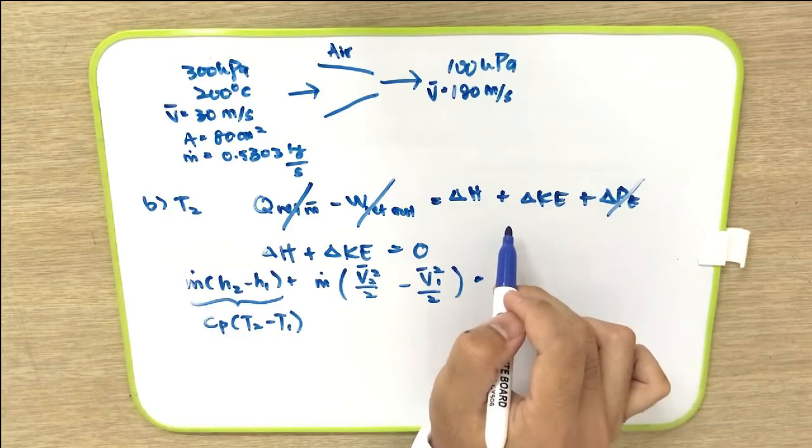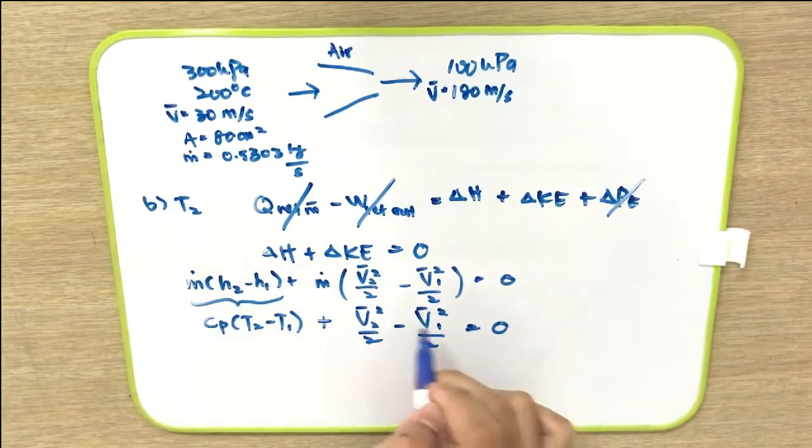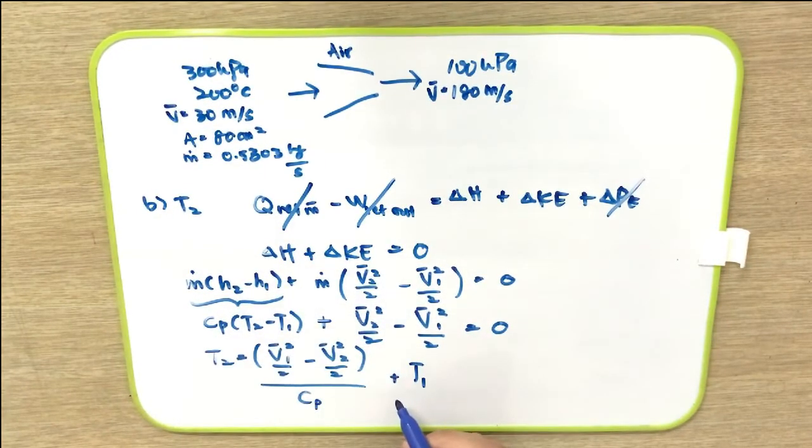Now we can relate this first law of thermodynamics equation for open system with temperature. Then we rearrange this equation in order to get the T2. It will become like this. So we have all the values for V1, V2, T1 and Cp. We will get Cp as 1.005 kJ per kg K at table A2A at temperature 300 Kelvin. So we substitute into this equation.